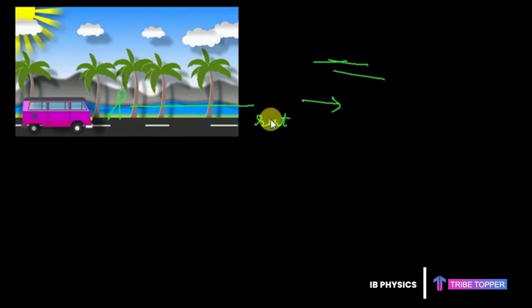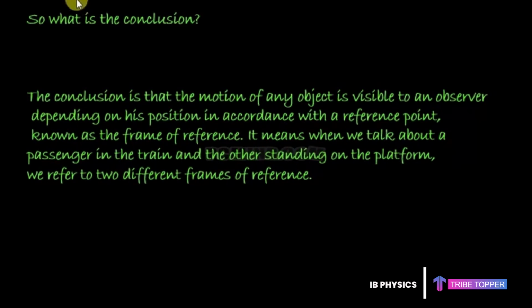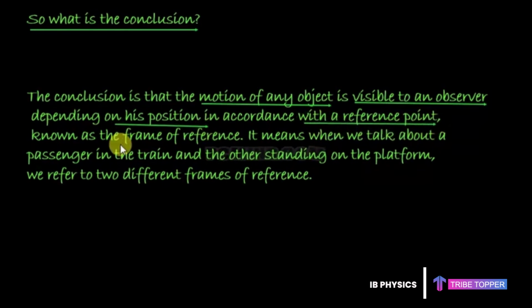So what can we say here now? What is the conclusion? We understand here that the motion of any object is visible to an observer depending on his position in accordance with a reference point, which is known as the frame of reference. So a frame of reference is a reference point where the observer is standing and where the motion is happening, and these two things might be in two different frames.